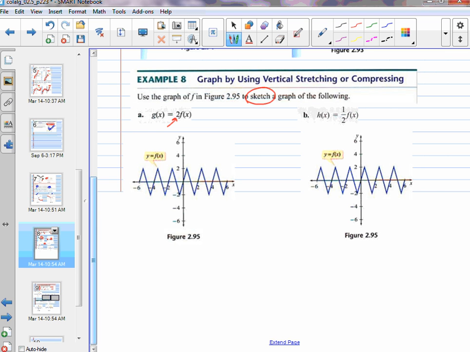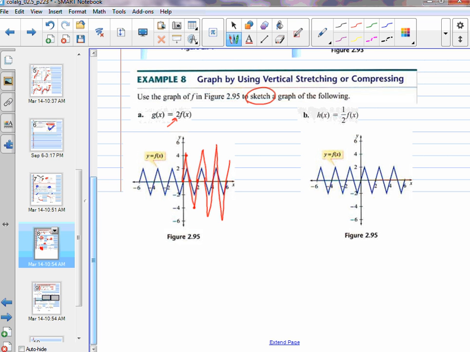So if I am going to sketch this new graph, it needs to be twice as tall. Now this point is 0. What's twice as tall as 0? 0. This point is at 2. What's twice as tall as 2? 4. This point is at 0. It's gone nowhere. This point is at -2. What's twice as tall? -4. Back to 0. All right, so here we go. I am twice as tall, both in the positive and the negative direction.